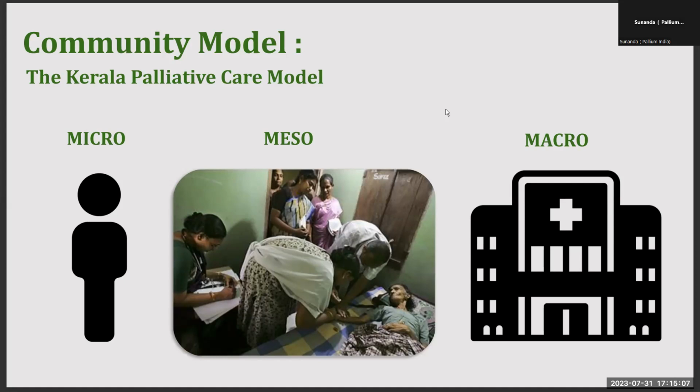The difference between a regular home care service and a community model is the model of delivery. In the Indian context, the macro component, the tertiary care institutions, are getting bigger and bigger, and the micro element, the beneficiary, is not able to reach them, as I was telling you. So the community takes the ownership of bringing the micro and the macro components together, bridging the gap. And this is actually the Kerala model.